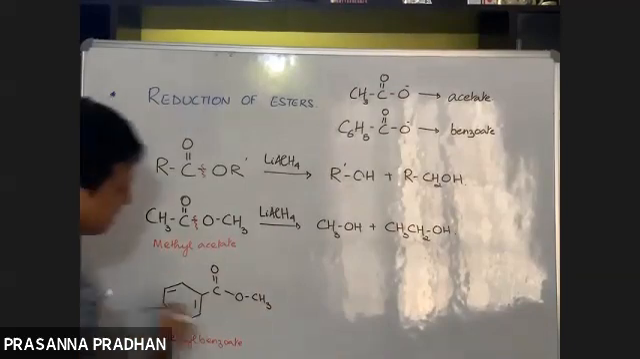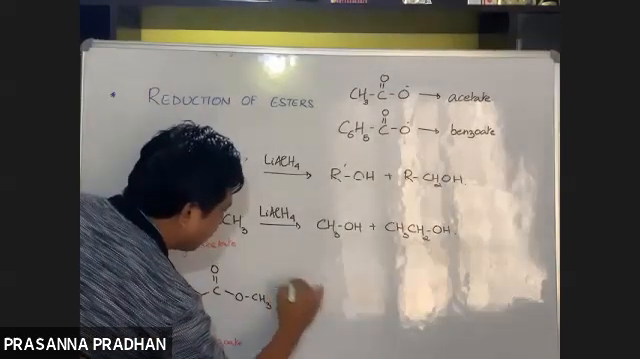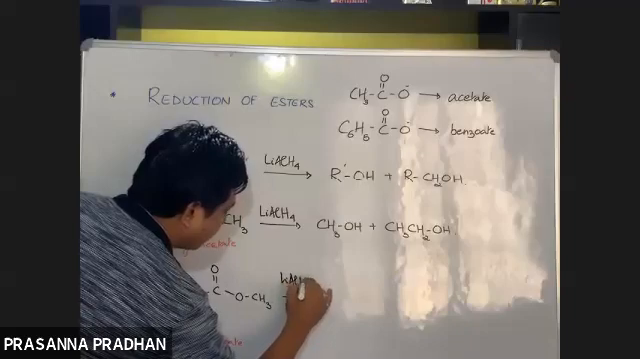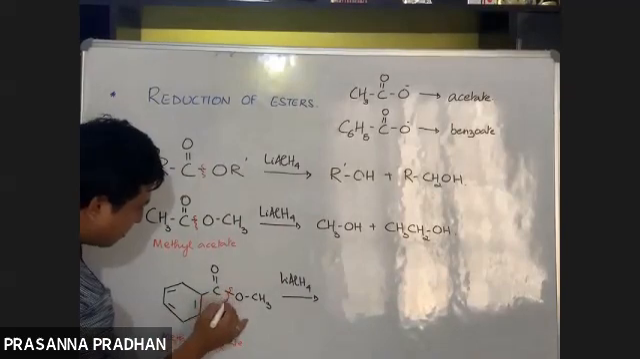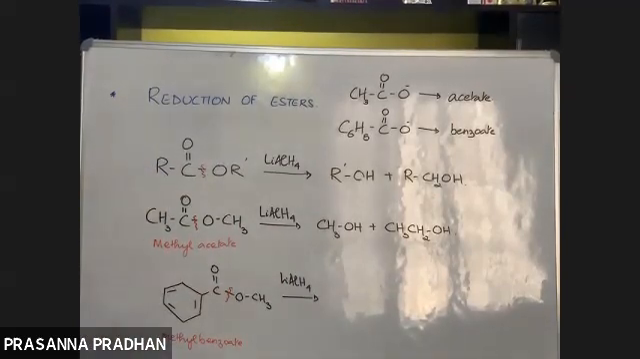Okay, so if I treat this with lithium aluminium hydride again, where will the bond cleavage occur? How does reduction occur? The bond cleavage will take place across the C-O bond like this. So we get 2 alcohols.